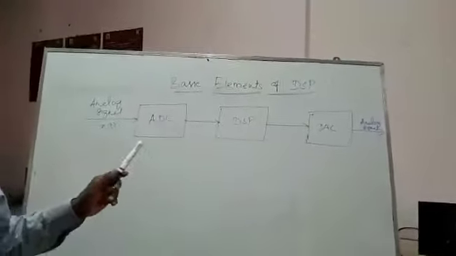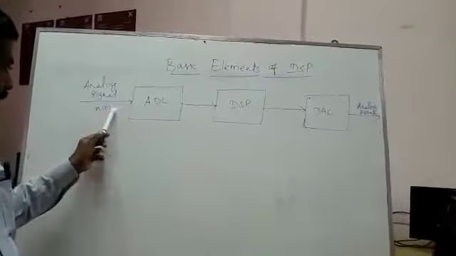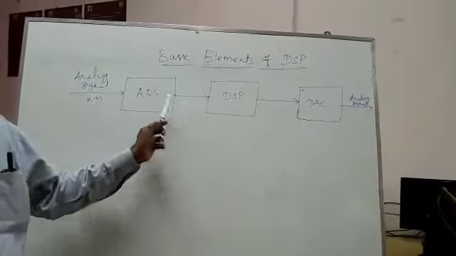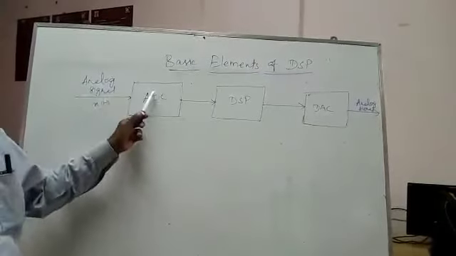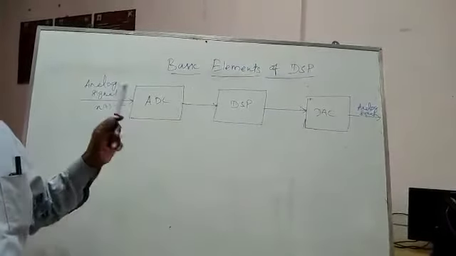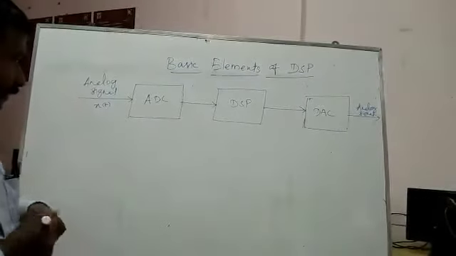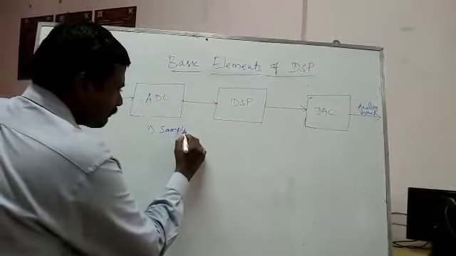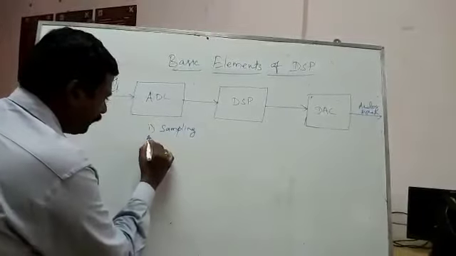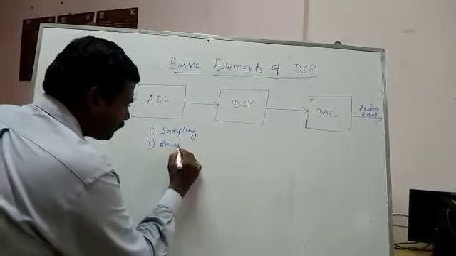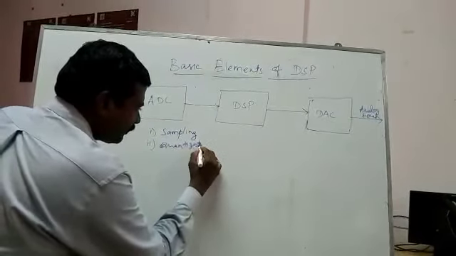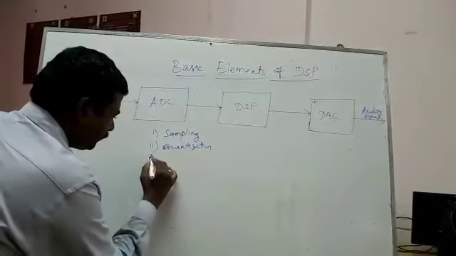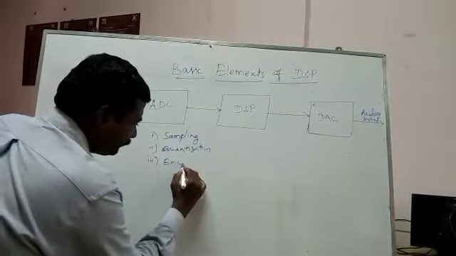So we need a device for converting the analog signal into the digital signal, which is the analog to digital converter. In analog to digital converter, there are three fundamental steps. One is the sampling. Second one is the quantization. Third step is the encoding.